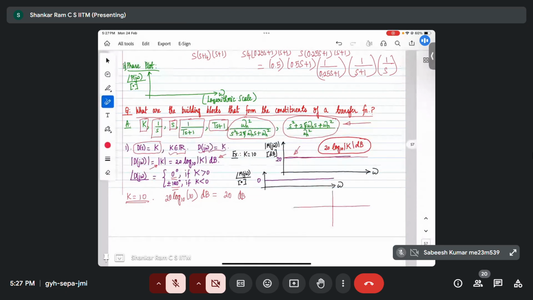And in the complex plane, 10 lies on the positive real axis. So the angle is 0. That is why when we plot the phase curve, we plot an angle of 0. So I hope it is clear how we got the Bode plot of this constant. A very simple and straightforward example for us to get started.